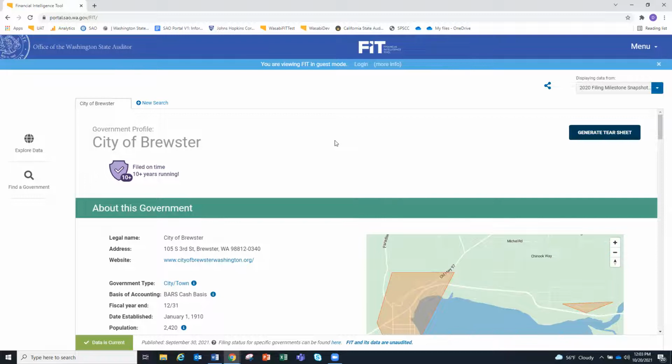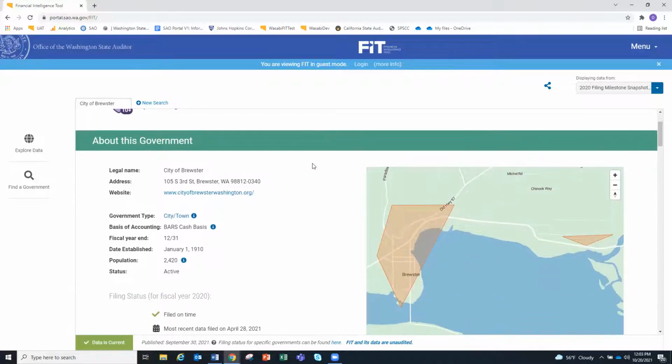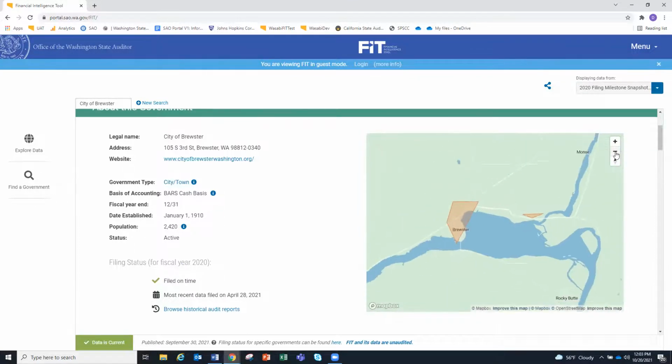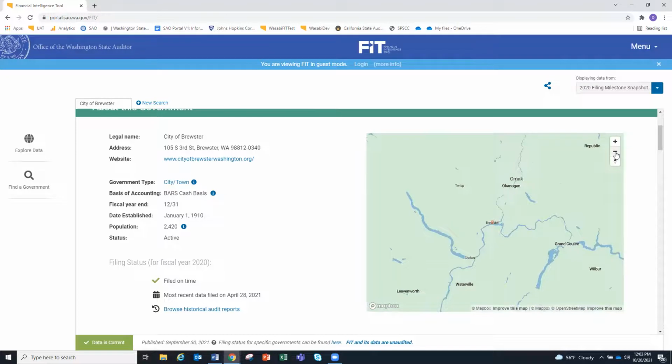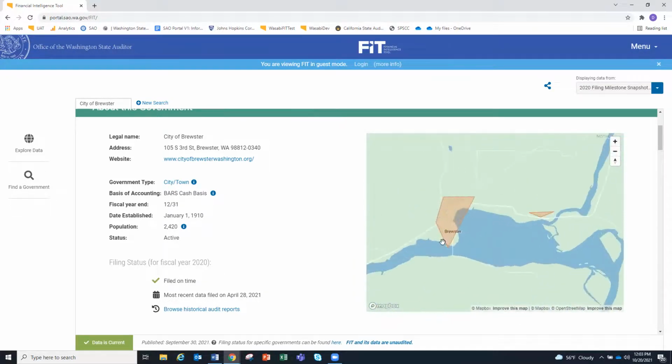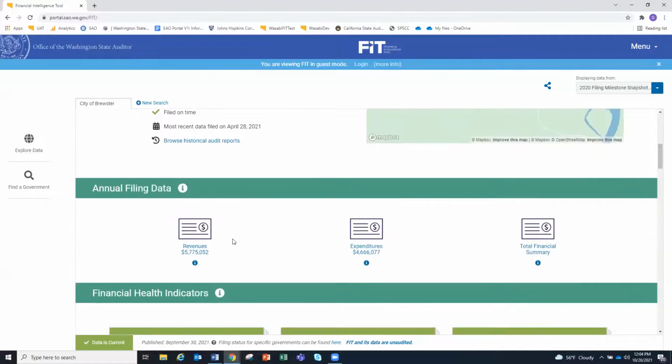I'm just going to fly through the profile components, but remember, this session is directly about the financial health indicators. So here's the city of Brewster. You can see where they're located on the map. If you pan out, in case you've never been to Brewster, it's a great place. Some good food, been there quite a few times. Some basic information about this. Here's some revenue and expenditure data, which I encourage you to explore on your own time.